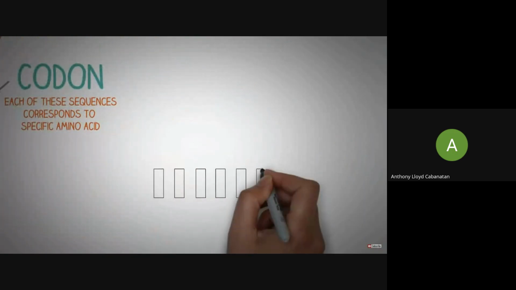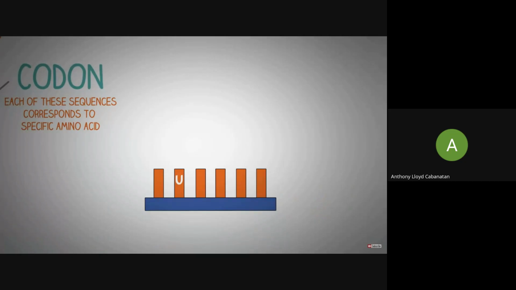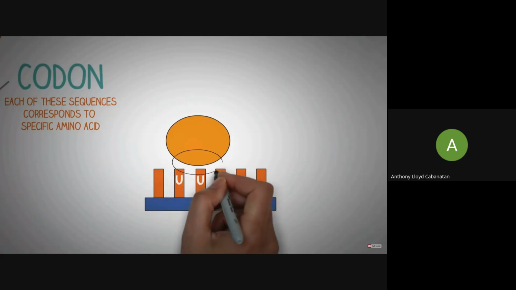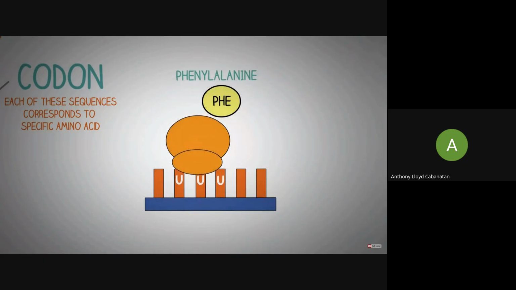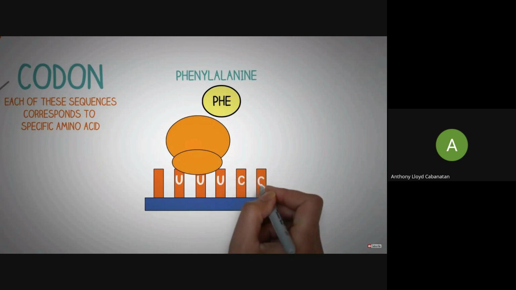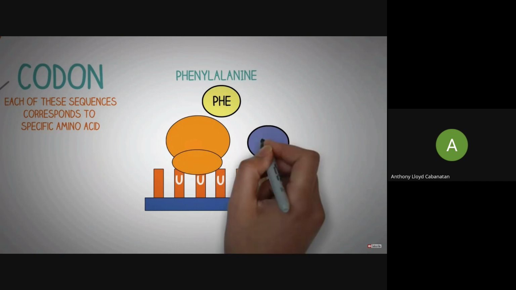For example, if 3 uracil bases are in sequence, which means the code will be UUU, the ribosome will read this code and the amino acid that is used will be phenylalanine. Similarly, if the code is UCC, the amino acid that will be used is serine and so on.